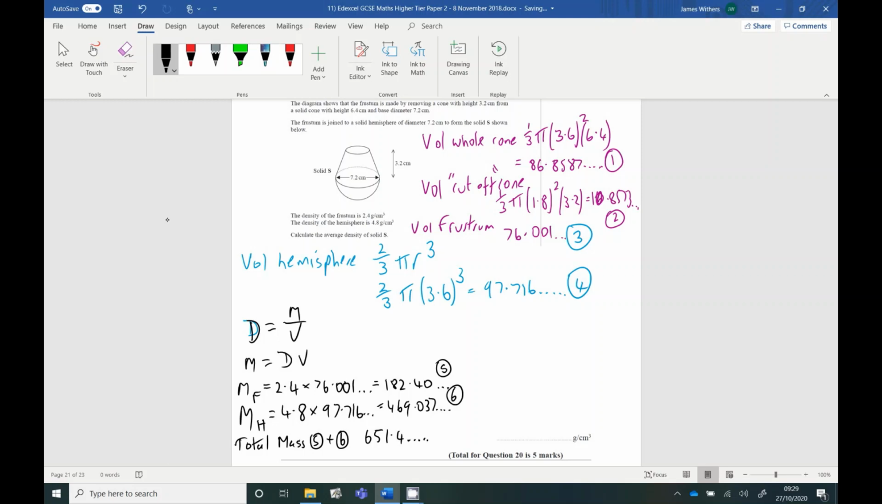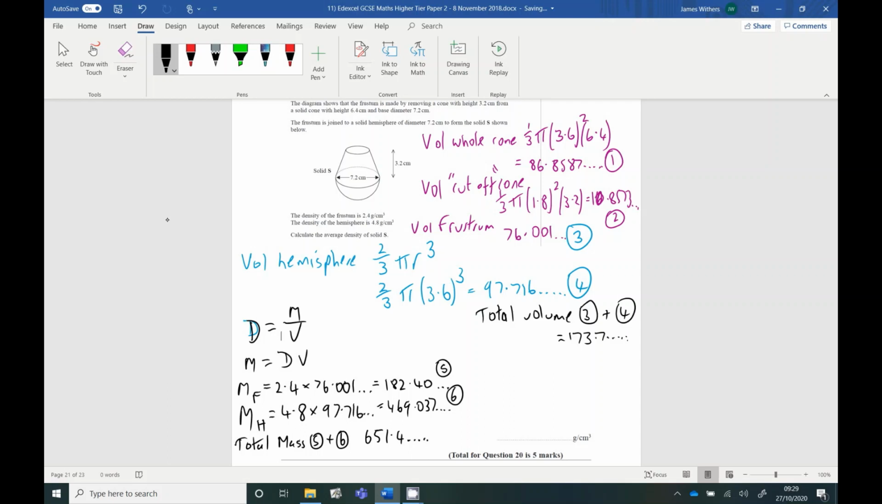Now my total volume is going back to my two volume calculations. It's the volume of the frustum, so 3 plus 4, I should say, shouldn't I? Not 2 plus 3, 3 plus 4. So the total volume is the volume of the frustum, which was 3, plus the volume of the hemisphere, which was 4, giving me 173.7. That was the 76.001 and the 97.716.